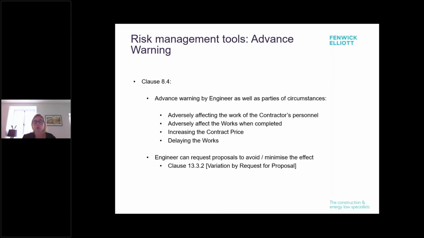Other risk management tools available to the engineer are the advance warning provisions under clause 8.4. The engineer can issue such notices as well as the other parties, it's not just the engineer, if there's something adversely affecting the work of the contractor's personnel, or something adversely affecting when the works are completed, increasing the contract price or delaying the works generally. And then helpfully the engineer can request proposals to avoid or minimise the effect of these problems. So it's looking forward to bringing the parties together to try and minimise any effects.